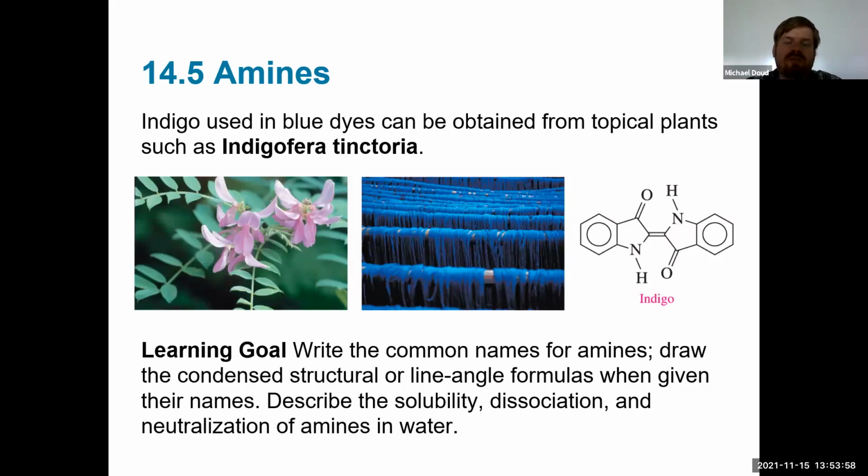Today we're going to wrap up chapter 14 by talking about amines and amides. What these compounds have in common is that they contain nitrogen. So that's what we're going to be focusing on today, the combination of nitrogen in organic chemicals. One example here is indigo. Indigo is an amine containing compound, similar to what we'll be talking about.